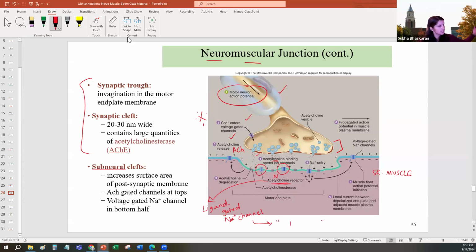Remember, sodium is slowly coming in, right? The muscle is at rest before. Now sodium slowly coming in will get the membrane potential close to threshold. Correct, thanks, Lauren. And you see this sodium entry? This will cause the opening of voltage-gated sodium channels. Why is this needed?